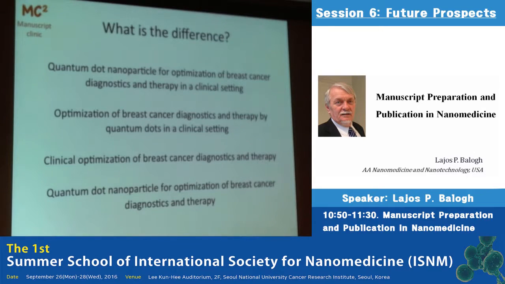So can you tell me what's the difference between these four titles? Quantum dot nanoparticle for optimization of breast cancer diagnostic and therapy in a clinical setting. We tend to consider the first part, remember always the beginning and the end, birth and death. Whatever is in the front, we unconsciously consider more important. So this is the quantum dot nanoparticle. Here is the essence, the optimization of breast cancer diagnostics.